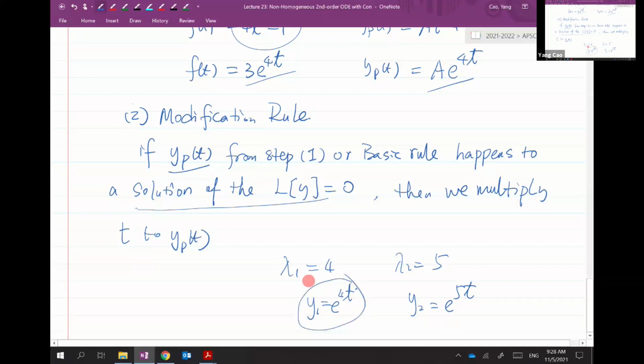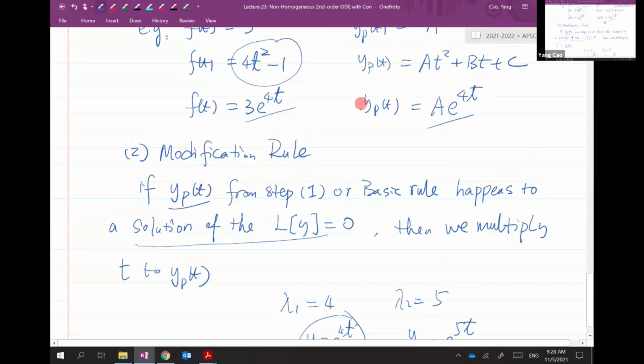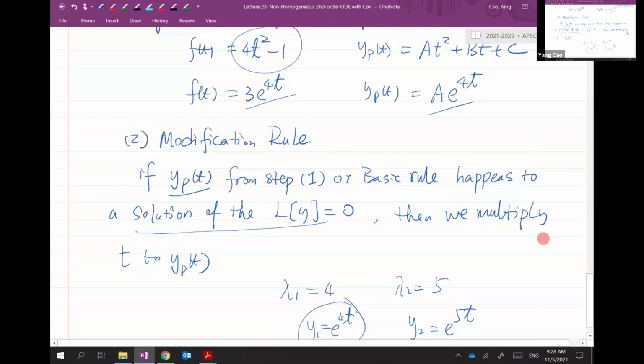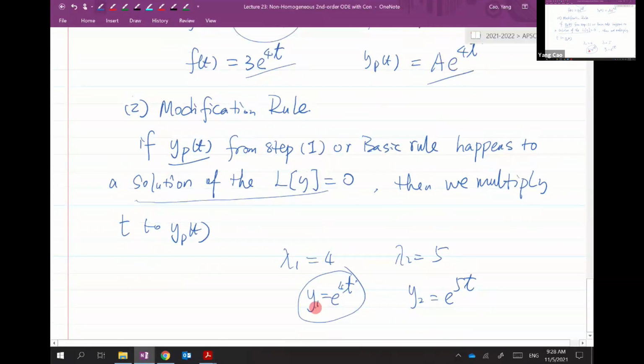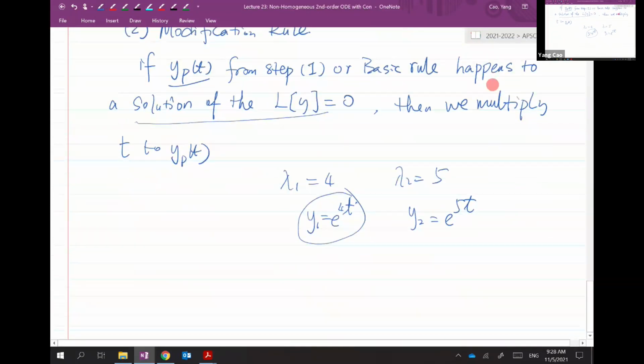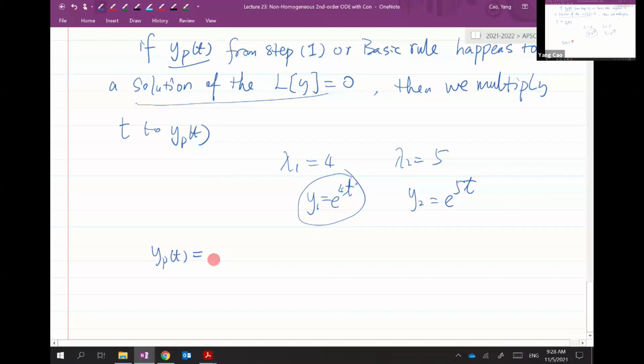And this one here is basically in the same format as your yp. If that's the case, it's time to apply the modification rule. You need to multiply the yp by t to make it different from this e to the power 4t. So your yp of t needs to be t times A times e to the power 4t. That's how you apply this modification. I'll show you one more example next.